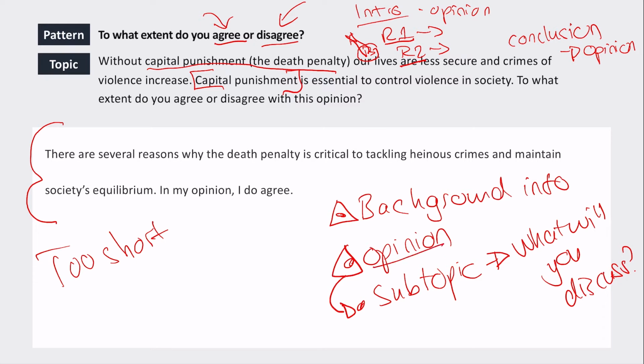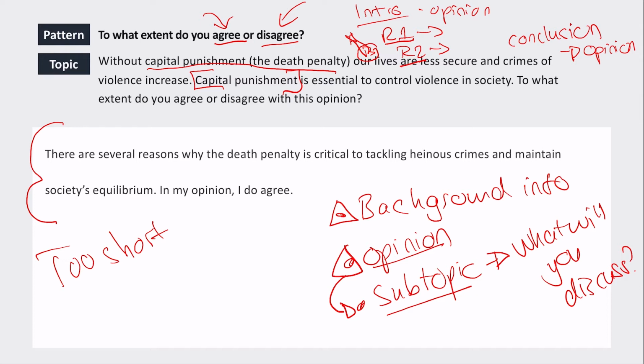So I've given my opinion and I've given my subtopics. My first reason would be that capital punishment doesn't stop violence in society. And my second reason is that it undermines the moral authority of the government. Okay, so that's kind of the structure I'm looking for in an introduction.